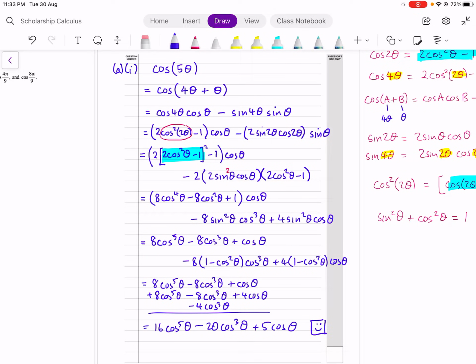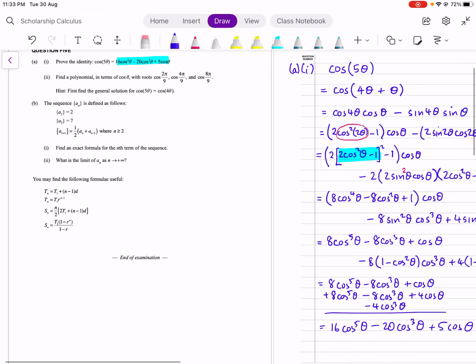Okay, that was really intense. But in a scholarship exam, when there's 2 parts, if there's a part A and a part B, you're looking at about 15 minutes per part. So I would have said, give ourselves 8 to 10 minutes to do that. I don't know what the video timer is, but hopefully we're doing well at this stage.